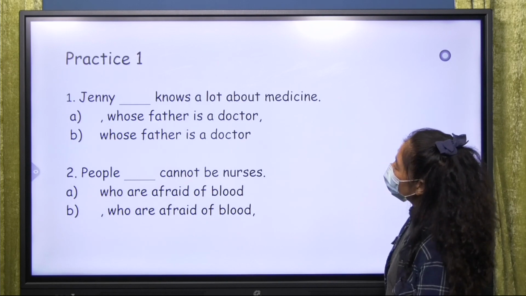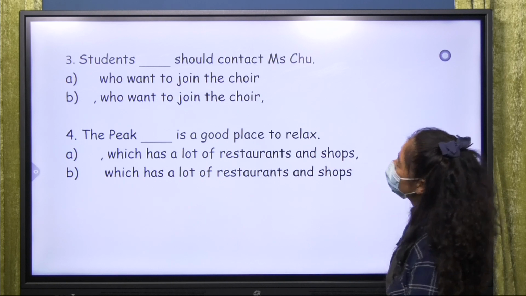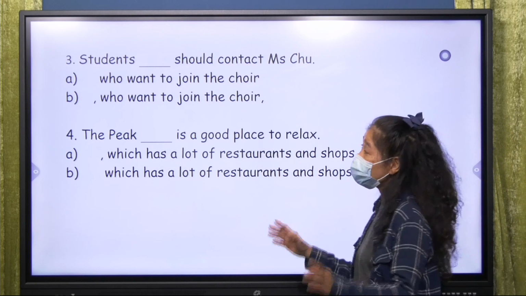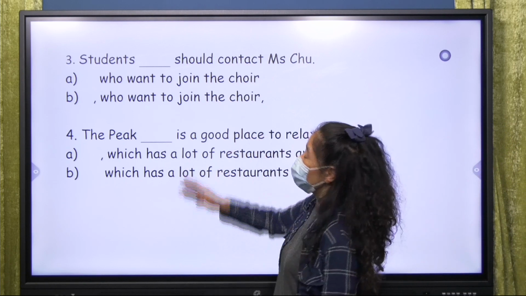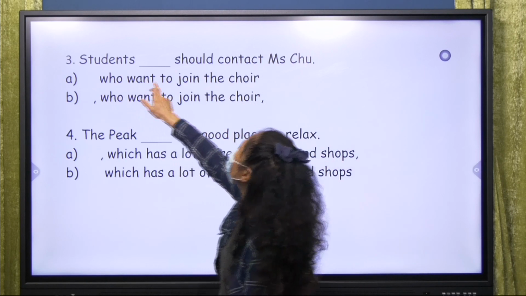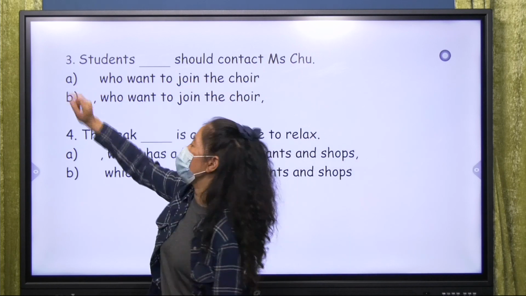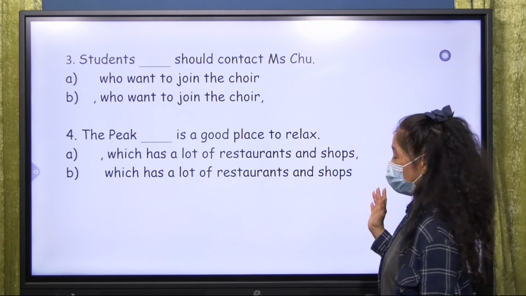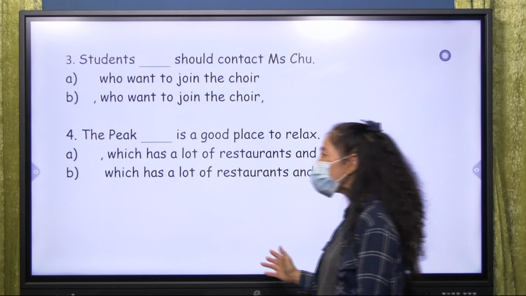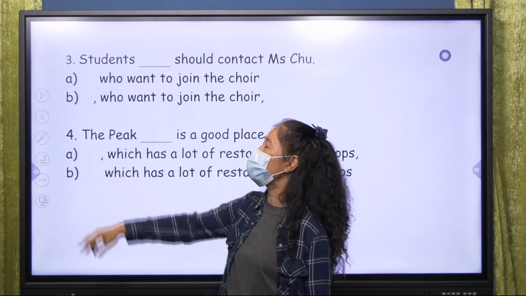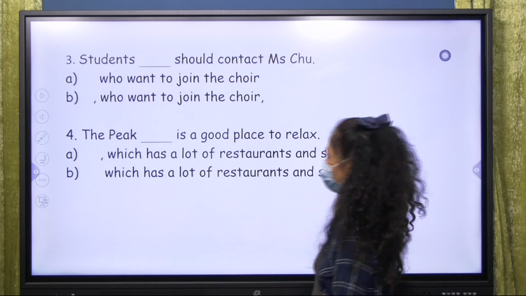And the third one, students should contact Miss G. All CSJ students go to Miss G to see her? No. So, who wants to join the choir should be A. Number 4, the Peak. We all know the Peak, right? It's a very famous place in Hong Kong. So everybody knows, so it is extra information, answer A. So for 1 to 4, the answers are A.